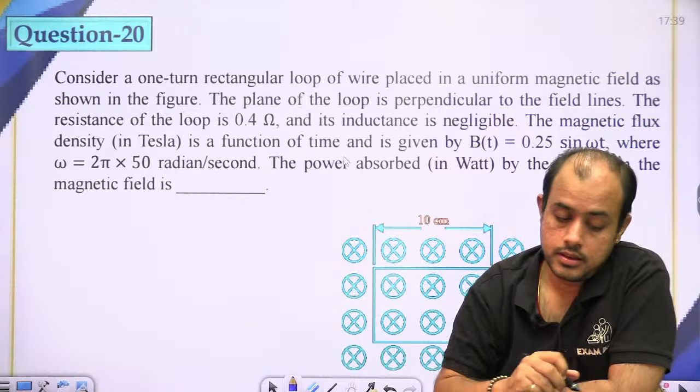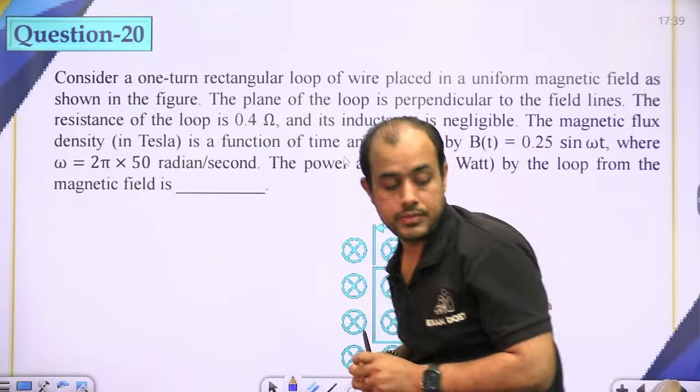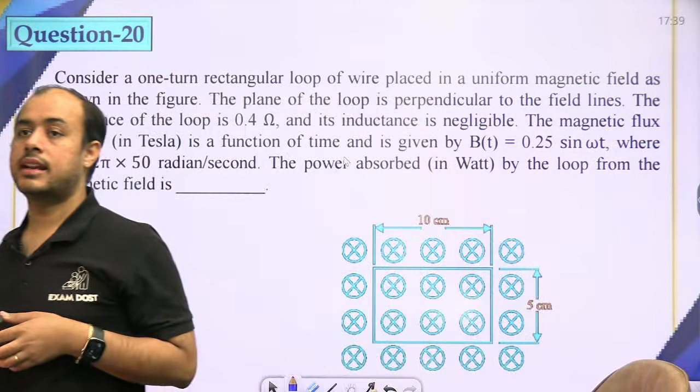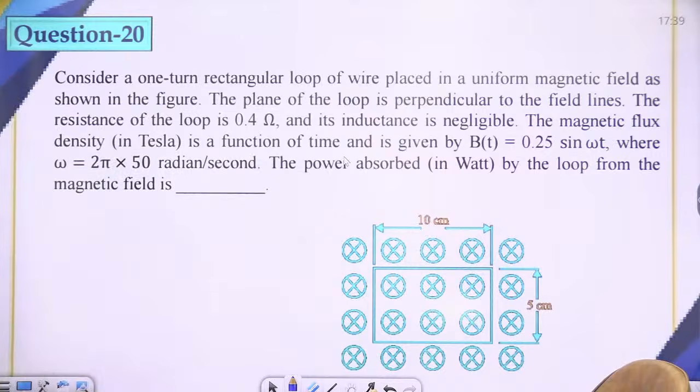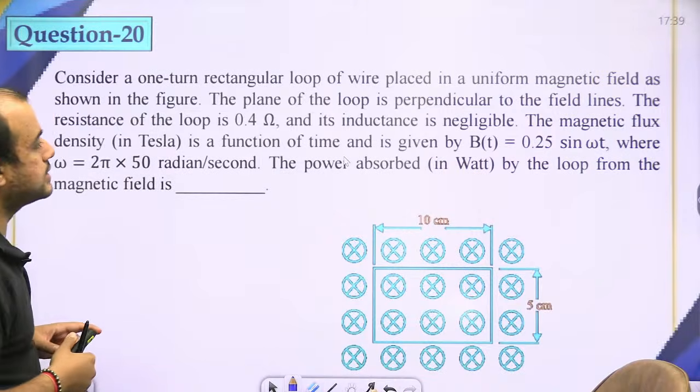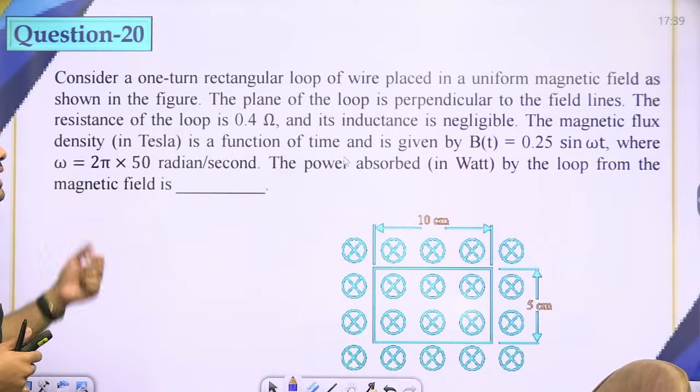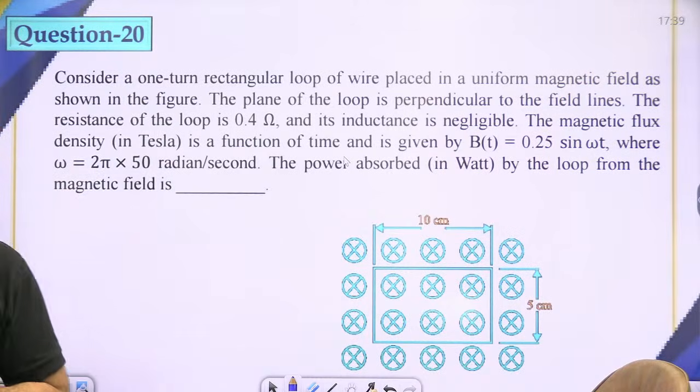Okay, let's make this question. Consider one turn rectangular loop of wire placed in a uniform magnetic field. Plane of the loop is perpendicular to the field. Resistance 0.4. Flux density is given. Omega is given. I need to know the power. I gave you the area and flux density, you need to tell me the power.